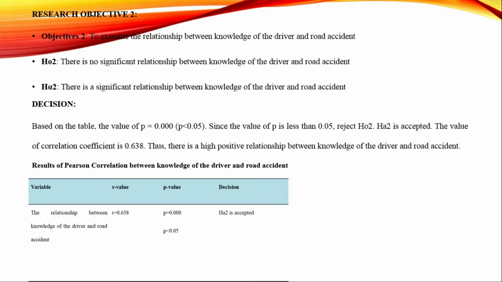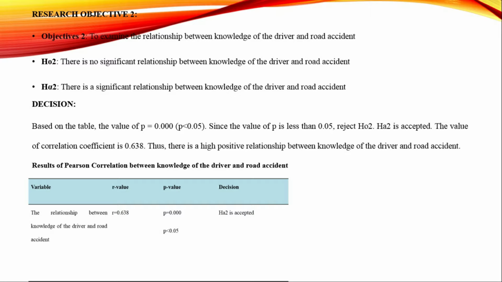Research objective 2: to examine the relationship between knowledge of the driver and road accident. H null 2: There is no significant relationship between knowledge of the driver and road accident. H alternate 2: There is a significant relationship between knowledge of the driver and road accident.